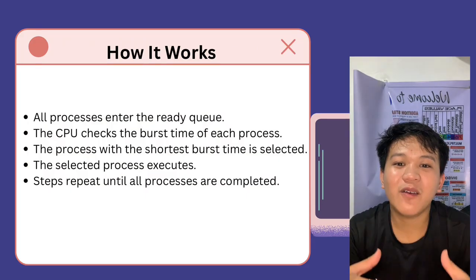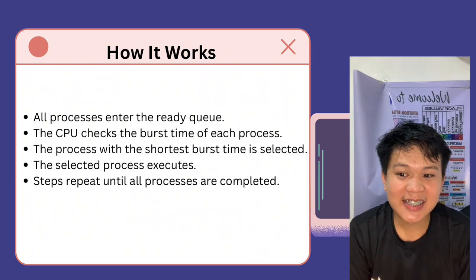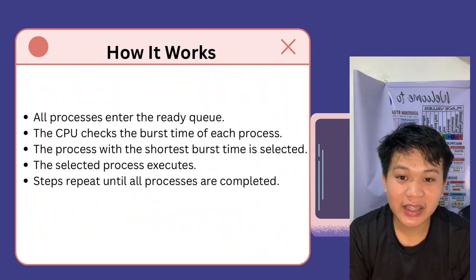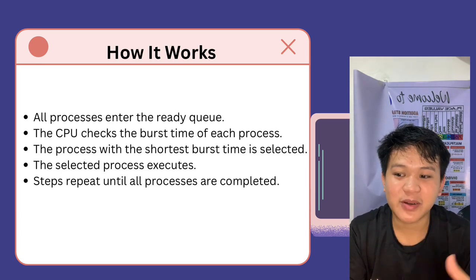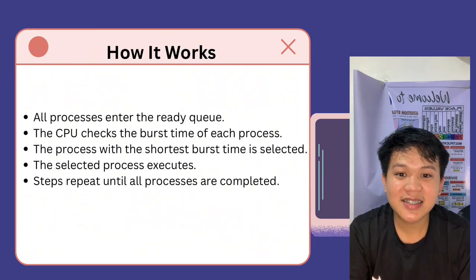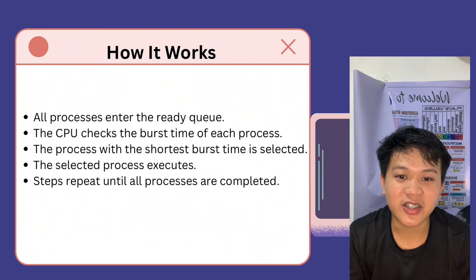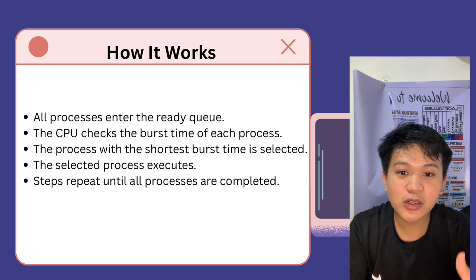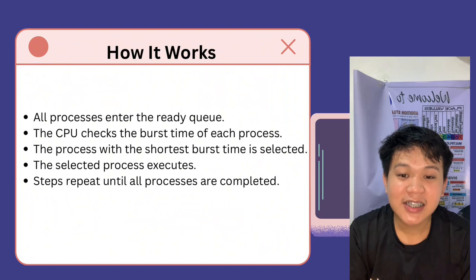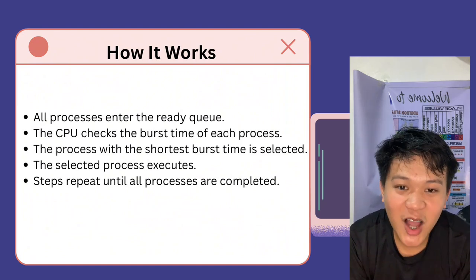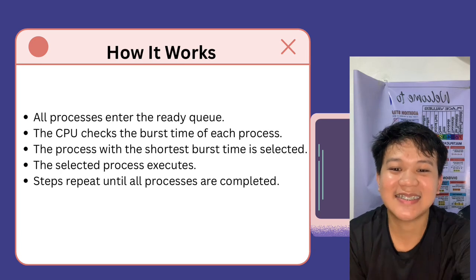So this is how SJF works. First, all processes enter the ready queue. Next, the CPU checks the burst time of each process. Then, the process with the shortest burst time is selected. After execution, the CPU repeats the same process until all the jobs are completed. Simple but very effective. So, that is how SJF works.